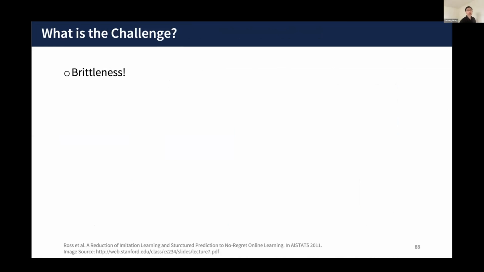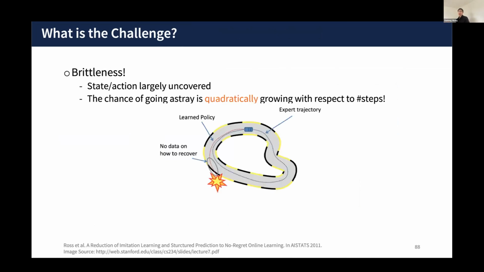The key challenge here is that few-shot learning from demonstration is brittle for two reasons. First, a few trajectories only cover a very small subset of the state action space. The agent doesn't know what to do and how to recover as long as it leaves the expert trajectory, as illustrated in this figure. Second, even if the agent stays on the trajectory, as steps accumulate, the agent has a quadratically growing chance to get away from the expert trajectory.